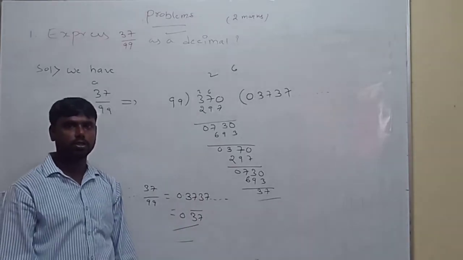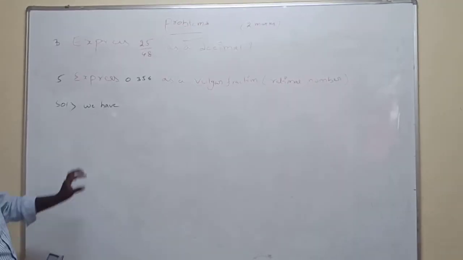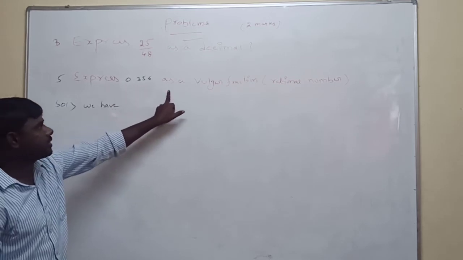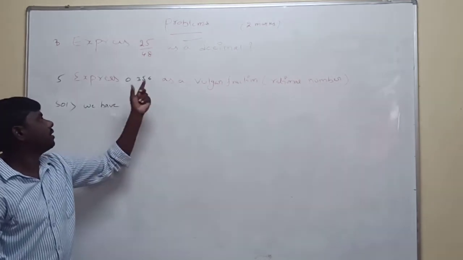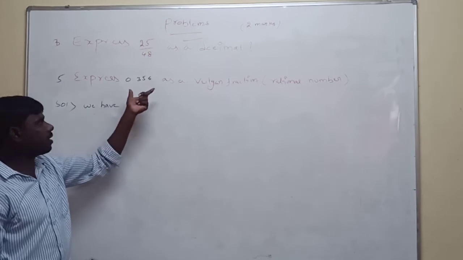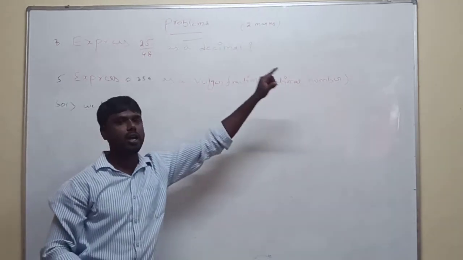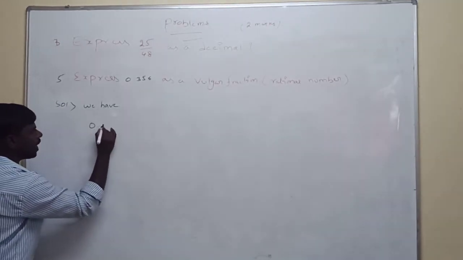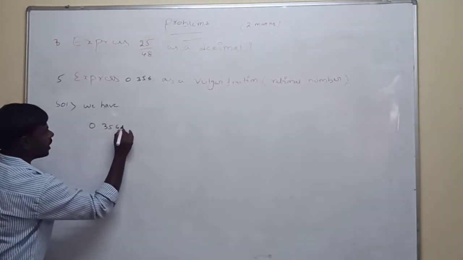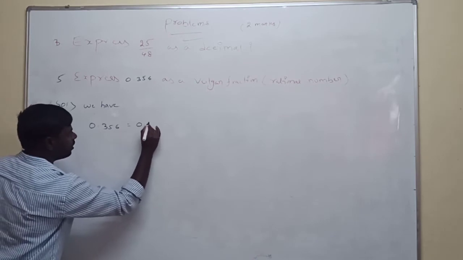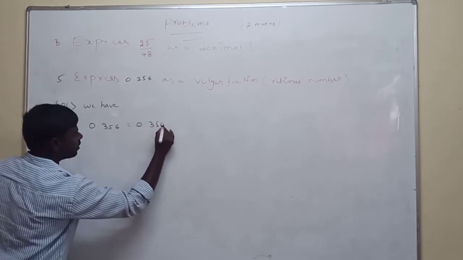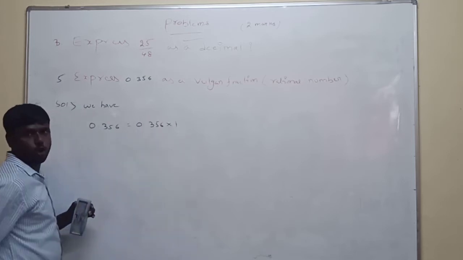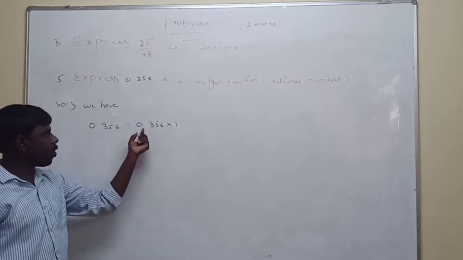So everyone understood? The next question is: express 0.356 as a fraction. It means the given number is a decimal number, and the decimal number is to be converted to a rational number. So what is the given? You should write now 0.356 is equal to 0.356. Already I said, first you should take common as 1. Common is 1. How many numbers after the point are there?